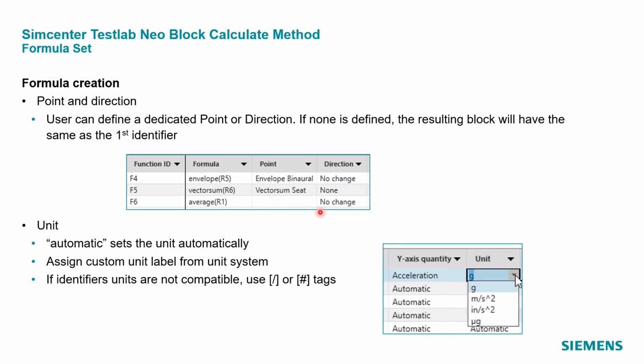Units, we can handle units three different ways. We can handle units automatically, so based on the calculations, it's going to set the units automatically. Or I can assign it to any unit that's in the unit system. Or if the units aren't compatible, I can use either the ratio or the pound sign as unit tags.